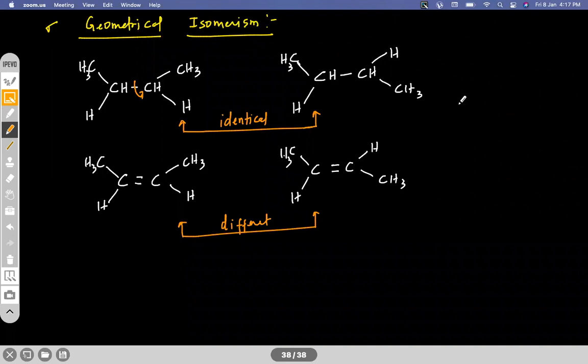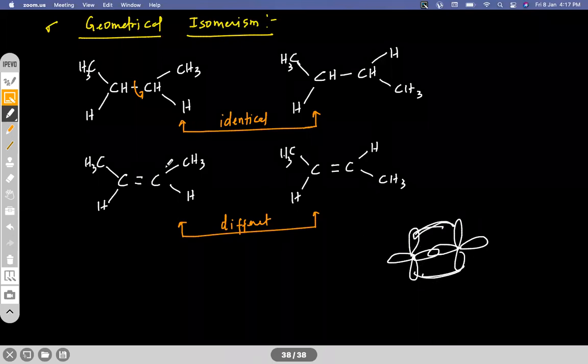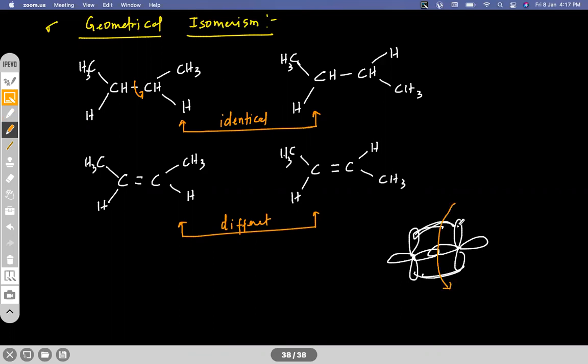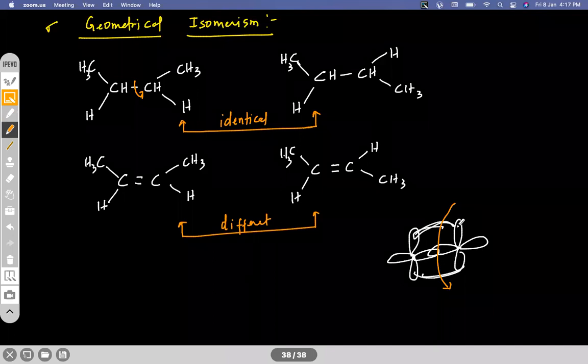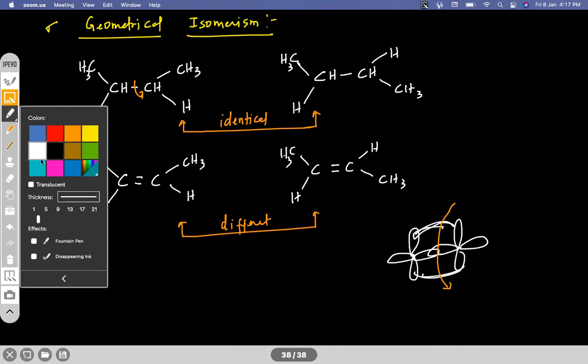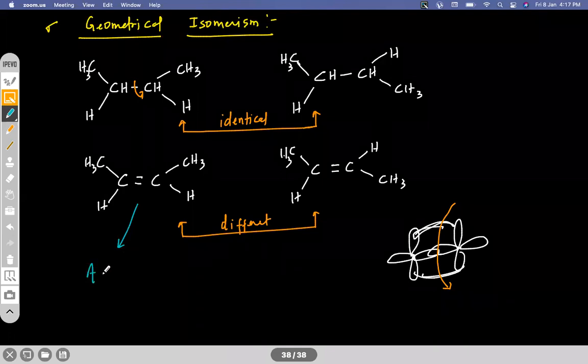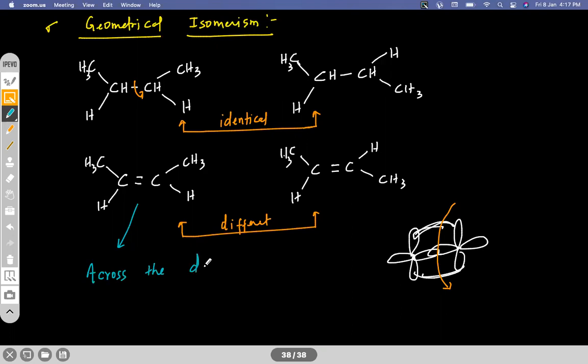But here the rotation is not possible because the double bond forms this way. We have a sigma bond like this, formed by orbital overlap, and a double bond forms by lateral overlapping like this one. Now, once you try to rotate this, obviously this pi bond you need to break, and that we cannot do in isomerism. Hence across a double bond, the rotation is hindered. Same logic for a ring structure. The rotation is hindered and hence these two molecules are different. But here the rotation is easily possible across a single bond, hence these two molecules are identical.